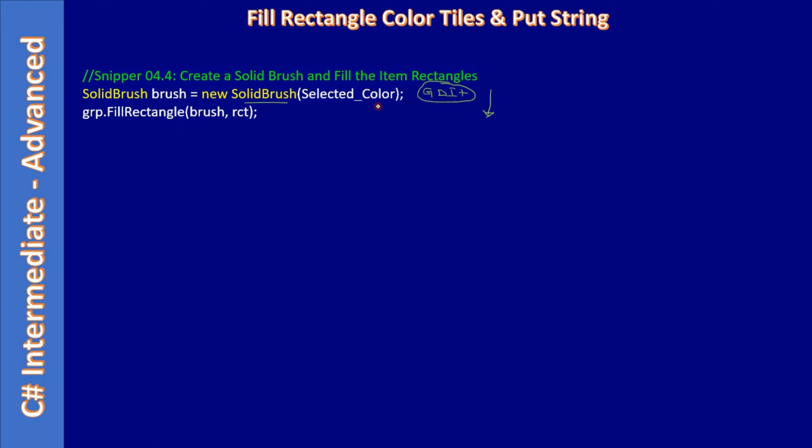So here the selected color indicates the specific color for which we are doing the drawing. Based on that selected color, we create the brush, then we make use of fill rectangle, and we are calling that on the GRP object. This is the graphics object which we already retrieved in the previous piece of code.